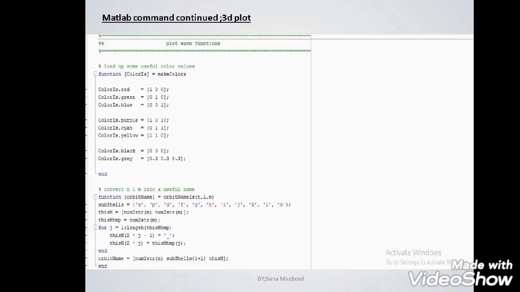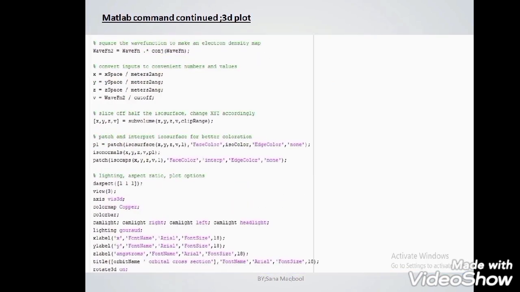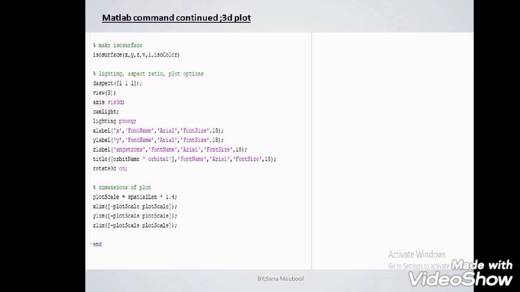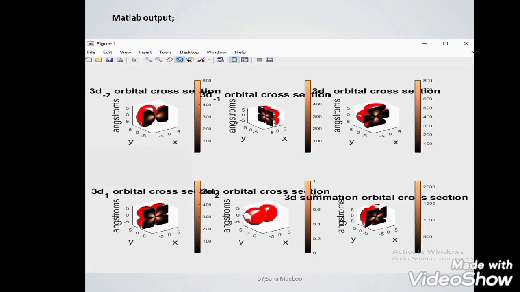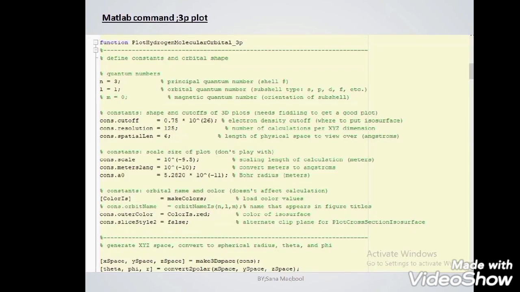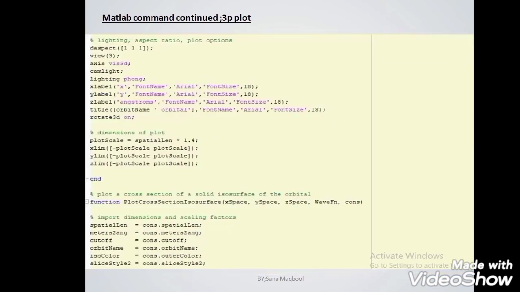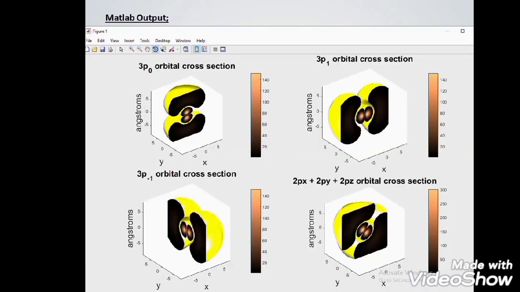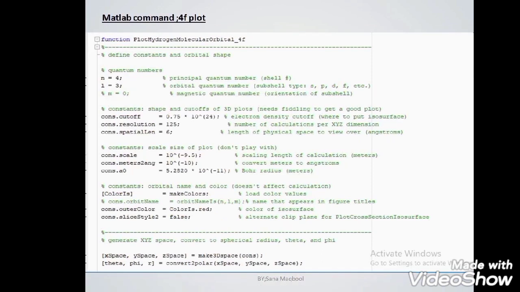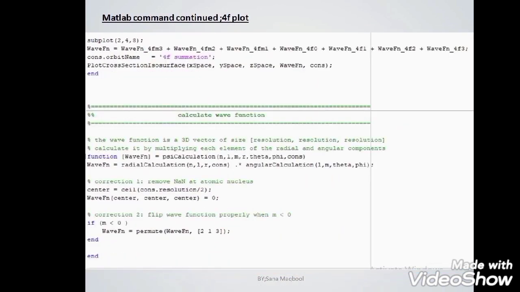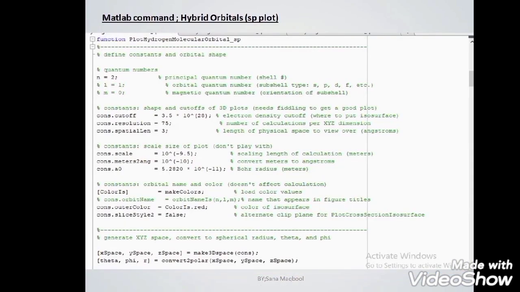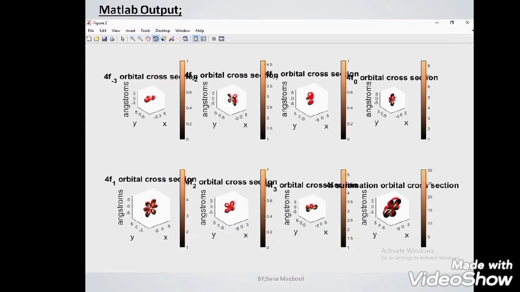And after calculating and plotting the wave function and isosurfaces, after setting the dimensions of the plot, we get this MATLAB output. And the MATLAB command for the 3p plot is the same as the previous one, and the only change is that here we have considered the 3p orbital, and these are its MATLAB outputs. Similarly, for the 4f plot, we have attained this MATLAB output.